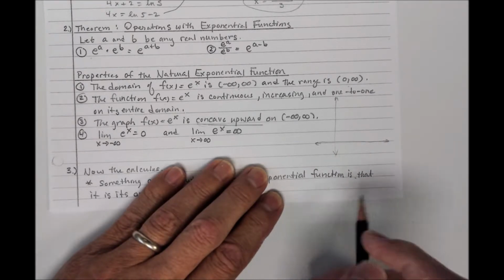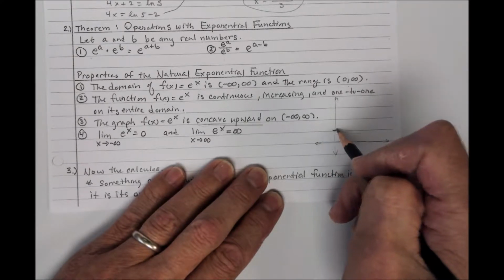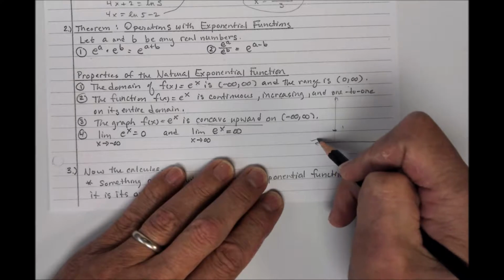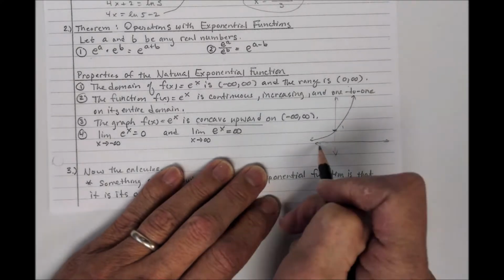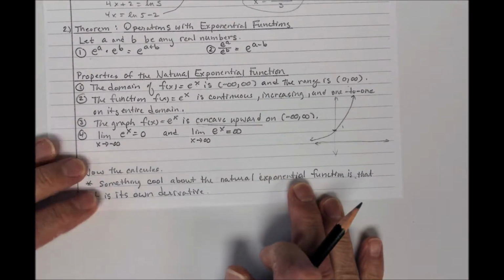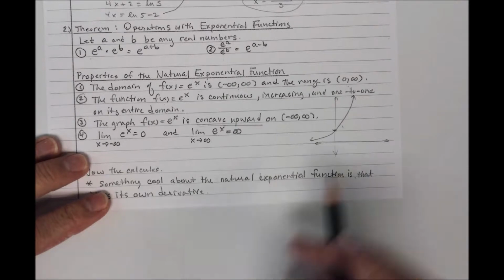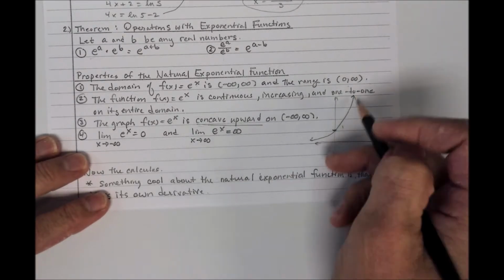But essentially the graph looks something like this, if we have this as 1, where the x-axis is a horizontal asymptote. Your graph does not touch that, and it continues going upward. You can see it's increasing, you can see it's continuous, you can see it's concave up.